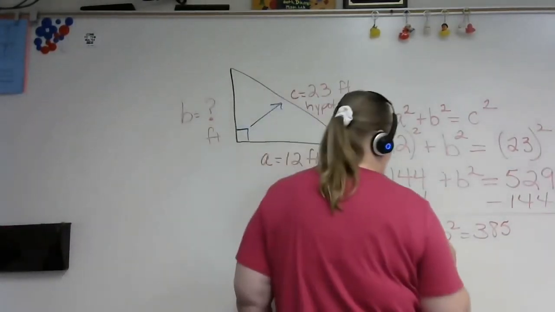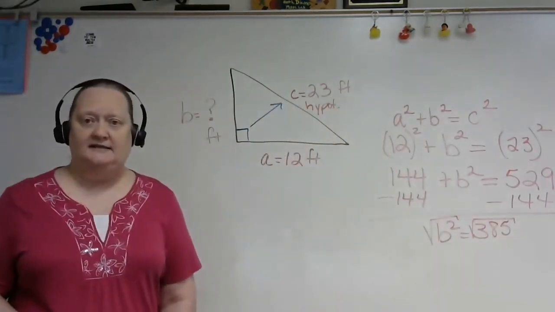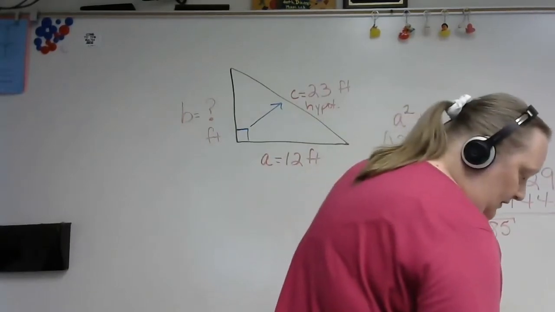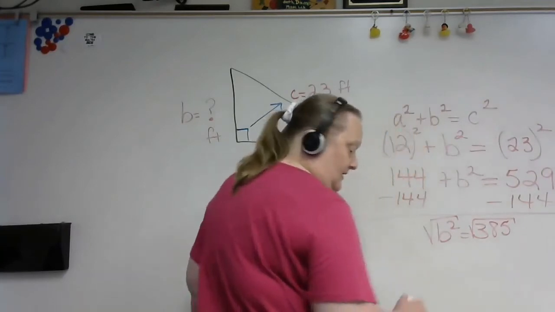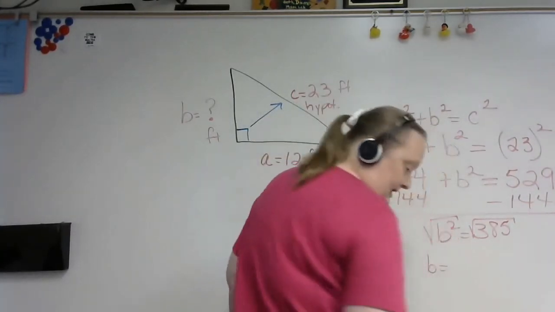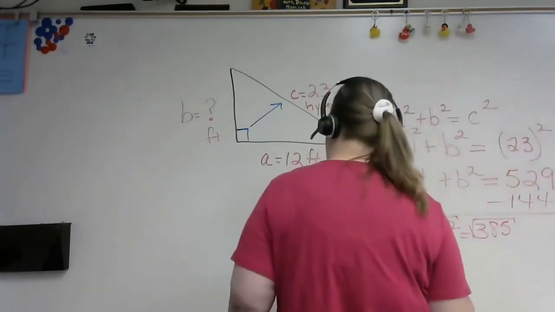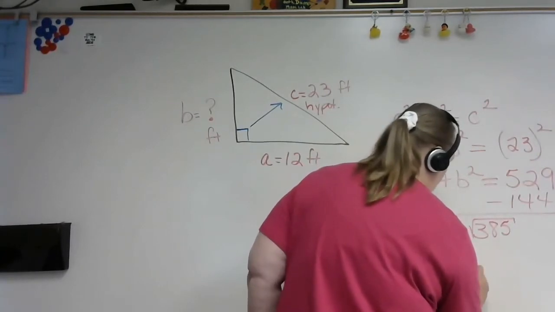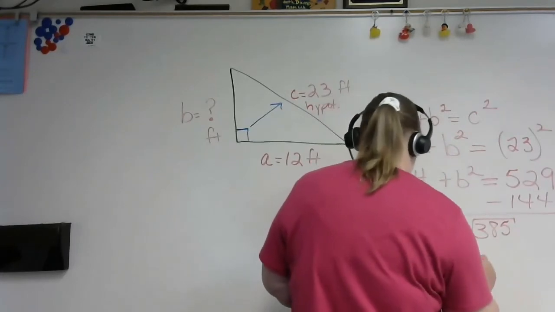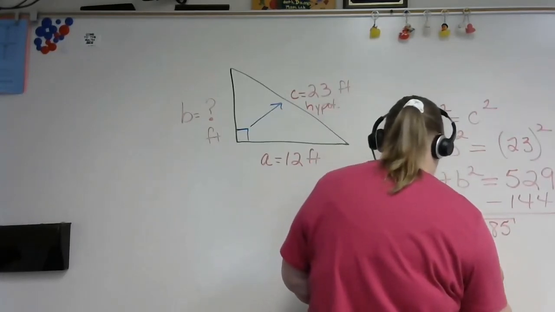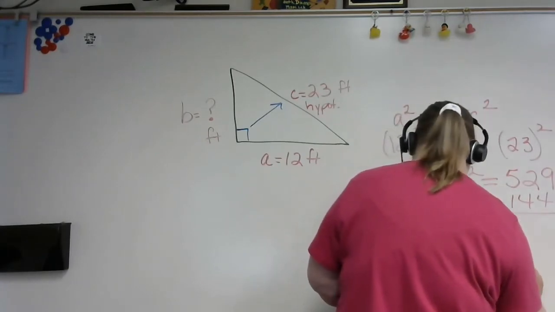And again, this is squared, so we take the square root of both sides. And in the Pythagorean theorem, that last step will always be to take the square root. So now we're going to take the square root of 385. And that gives us that B equals 19.62141.